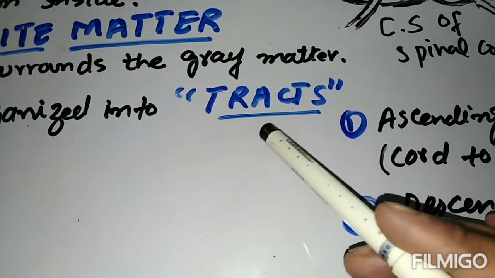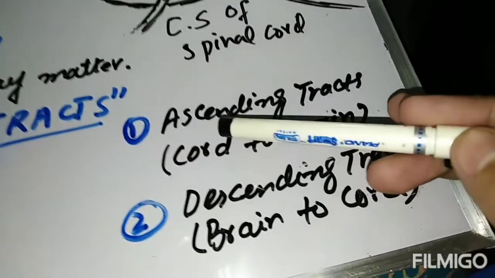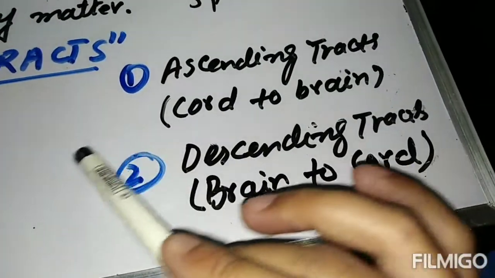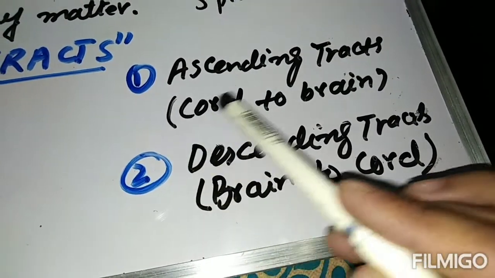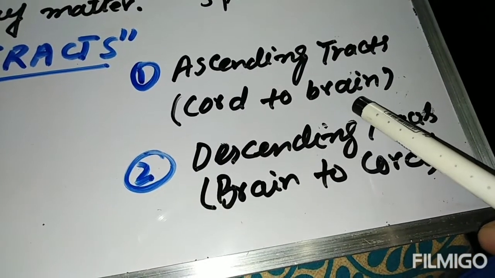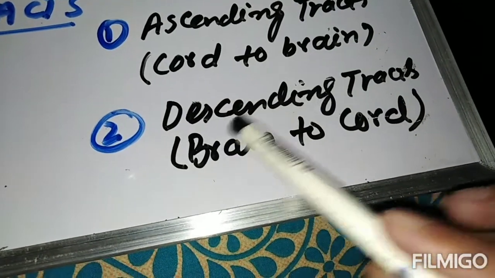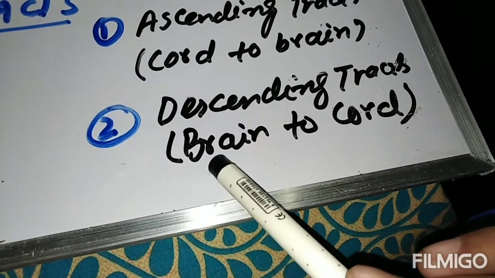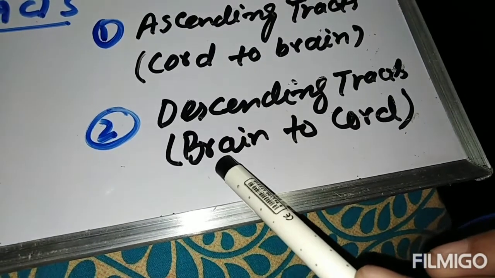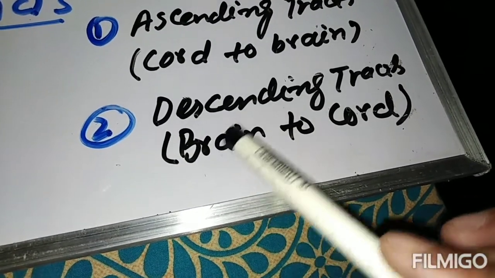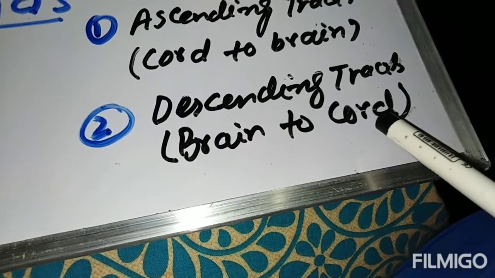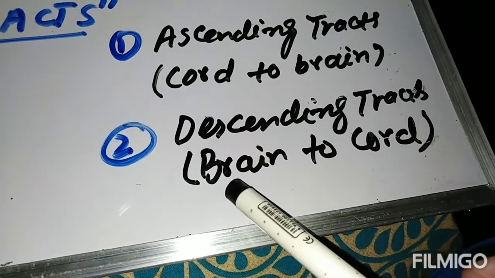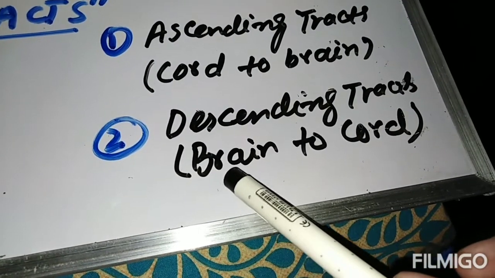That's why tracts are divided into two types. Ascending tracts run from cord to brain. They take the sensory information to the spinal cord and take it to specific regions of the brain. And some tracts are descending tracts. The brain interprets the information coming to the brain and sends signals or messages to the cord, and then the cord sends messages to the effectors. These tracts are called descending tracts. They run from brain to cord.